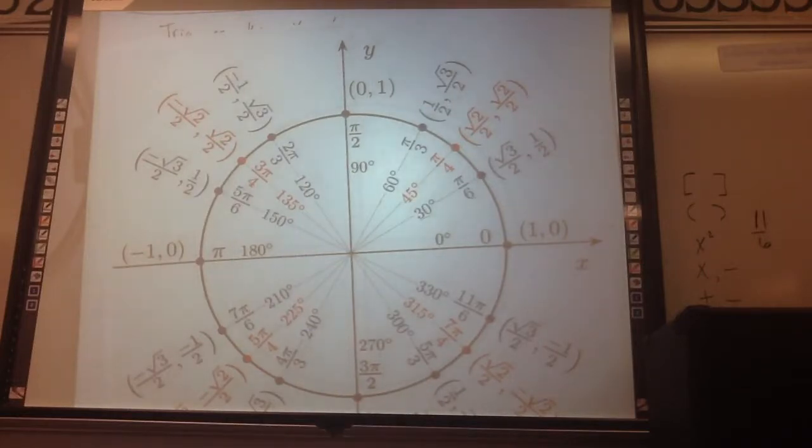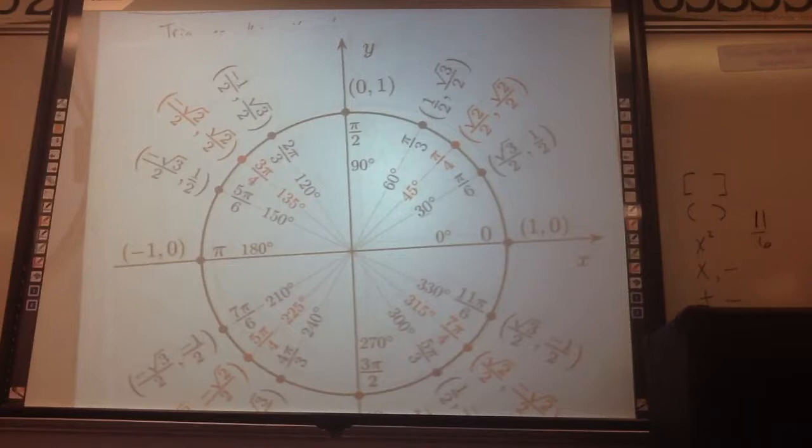How do you know which ones to use? Where are you confused? How do you know which one to look at for the sine, cosine, tangent, and all that?